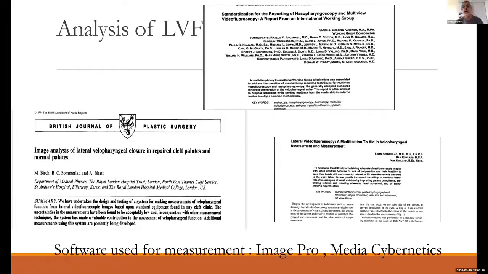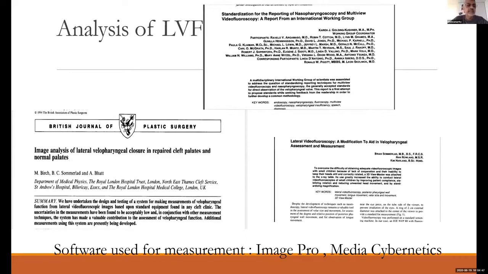Okay. So what is important now here is, when you get images like this, for us to know, quantify the defect. Once you know that the closure is not happening, it's important to quantify the defect. Somalad and his group have done a lot of work on how to analyze LVF. These are the three articles from which we have culled out the data to analyze it.